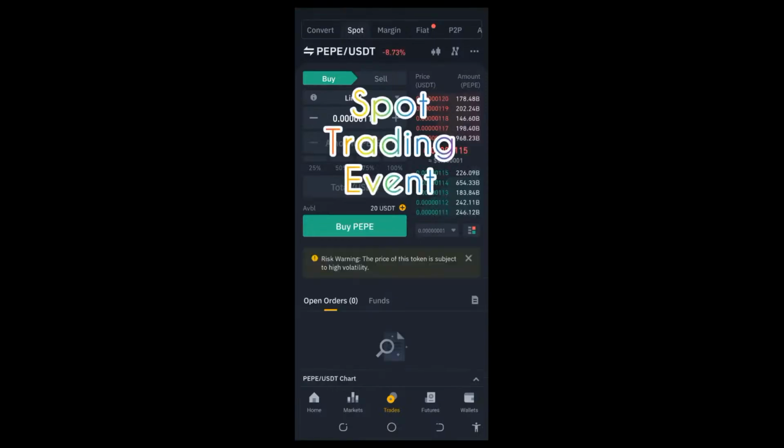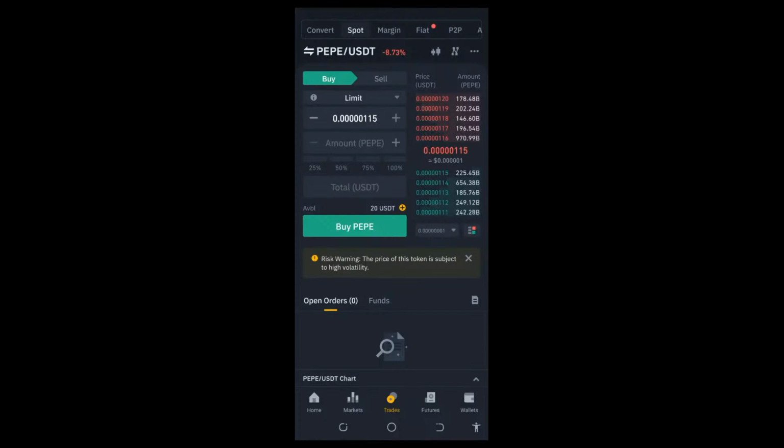In this spot trading event, we want to check out this new kid on the block called Pepe/USDT to see what it's got to offer us.